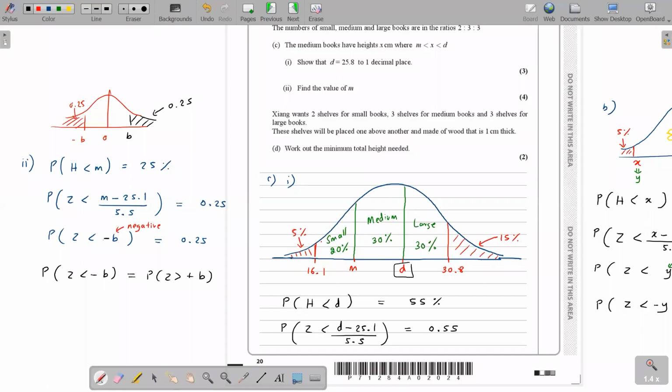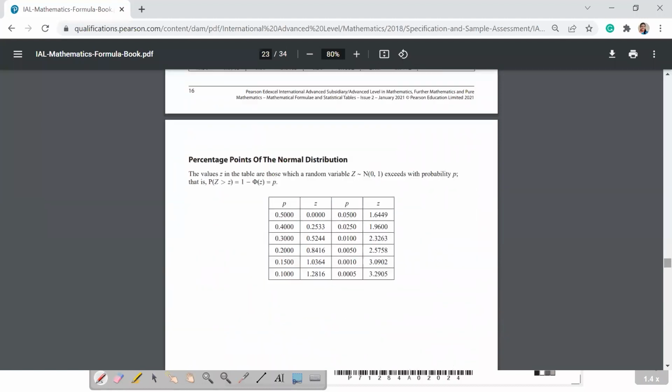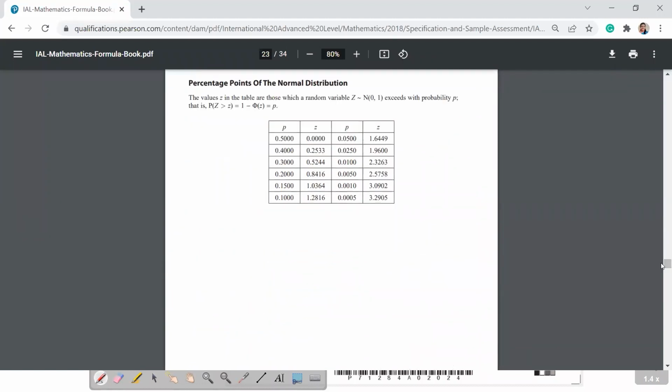Okay, so then let's take the table. I think when we go to the second table, it gives you the areas in front. So I want the area in front to be 0.25. So you can see here the probability value. Yes, we don't have 0.25.